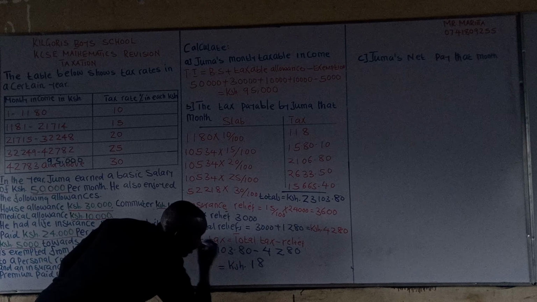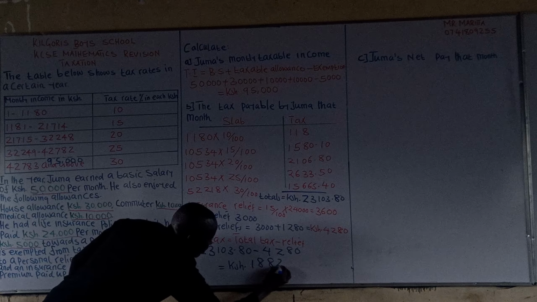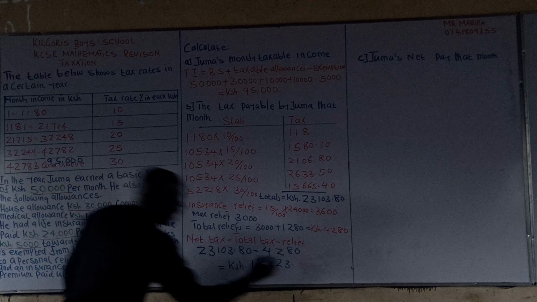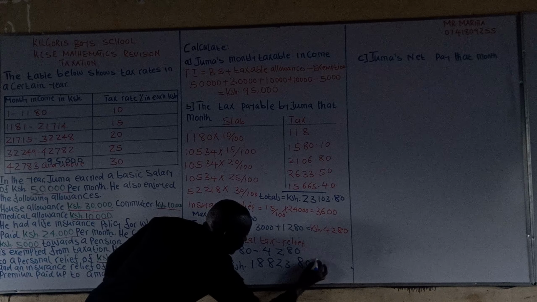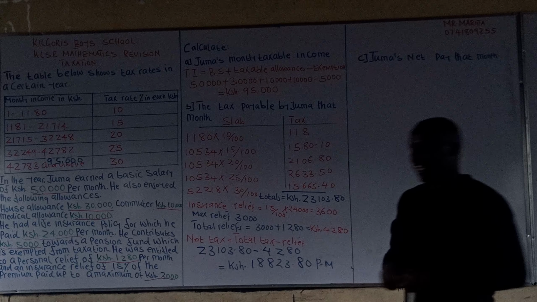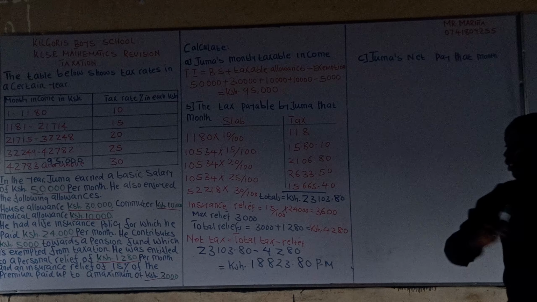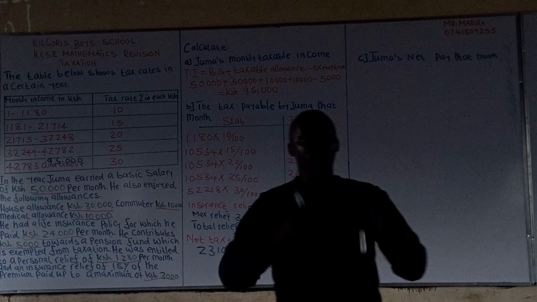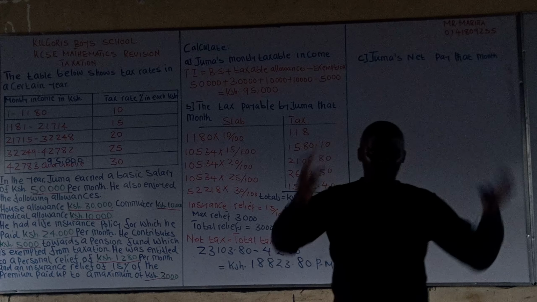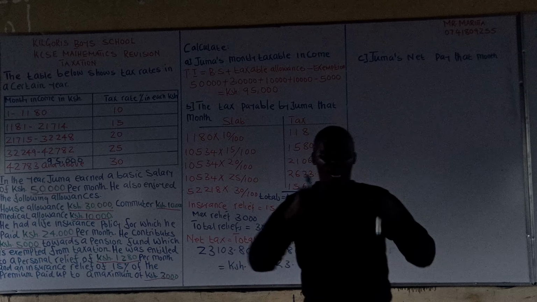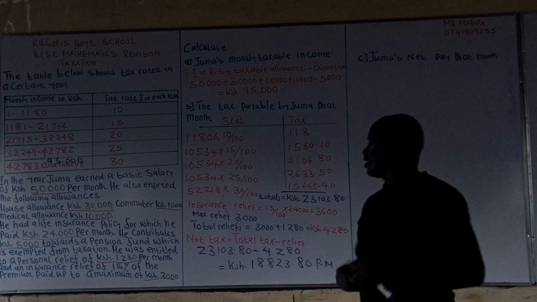So we have 18,823 and 80 cents per month. So that's how simply you can get the net tax. Net tax is equivalent to the total tax minus relief. And in this case, you need to check very well. You might be having more than one relief. For instance, here we have a personal relief, and then we have a life insurance relief.